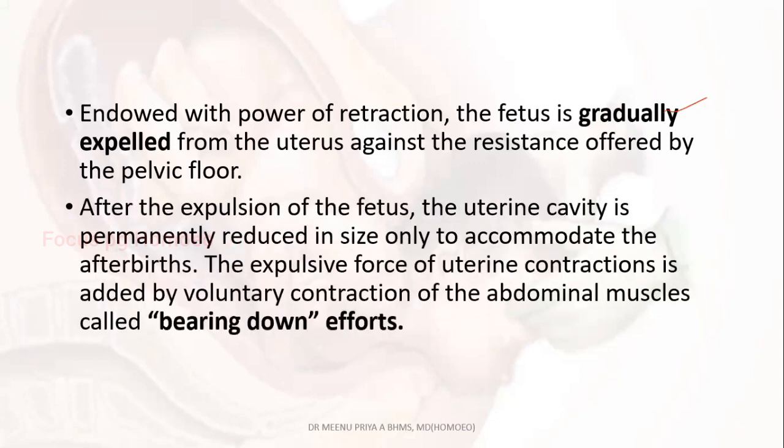by the pelvic floor. And after the expulsion of the fetus, the uterine cavity is permanently reduced in size only to accommodate the afterbirths. And the afterbirths here are placenta and membranes. The expulsive force of uterine contraction is added to by voluntary contraction of abdominal muscles, and this voluntary contraction of abdominal muscle is called bearing down effort. So this happens in the expulsive phase.